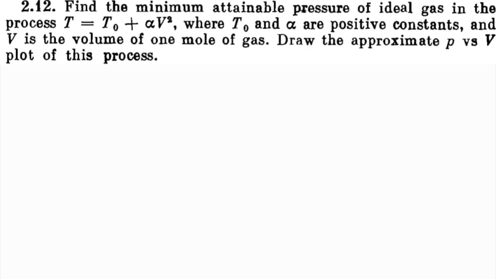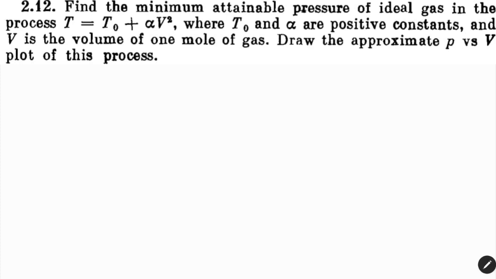So welcome to Irodov problem solving series, and we are solving problem number 2.12. The problem states: find the minimum attainable pressure of an ideal gas in the process T equals T naught plus alpha V square, where T naught and alpha are positive constants and V is the volume of 1 mole of the gas. We also need to draw the approximate P versus V plot of this process.